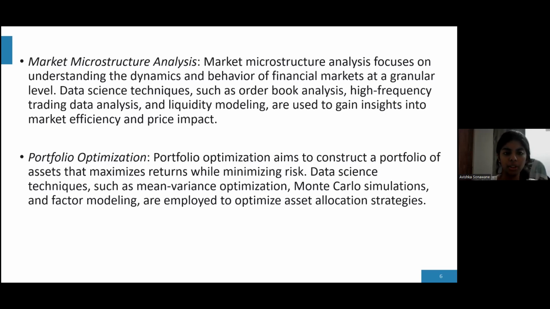Portfolio optimization. Portfolio optimization aims to construct a portfolio of assets that maximizes returns while minimizing risk. Data science techniques such as mean variance optimization, factor modeling, and Monte Carlo simulation are employed to optimize resource allocation.